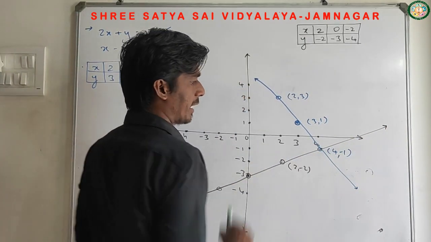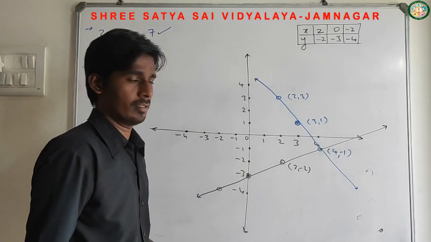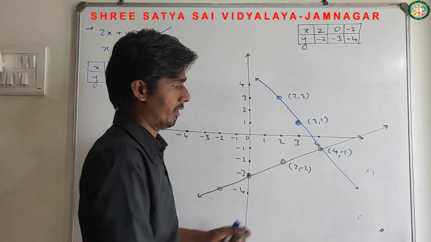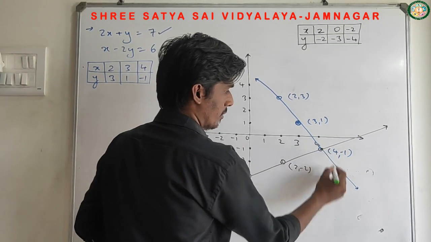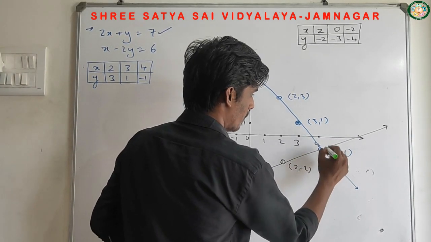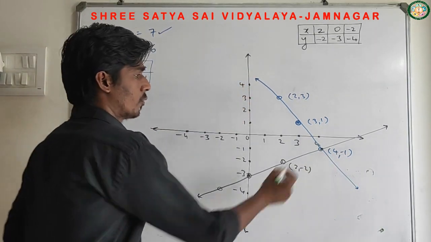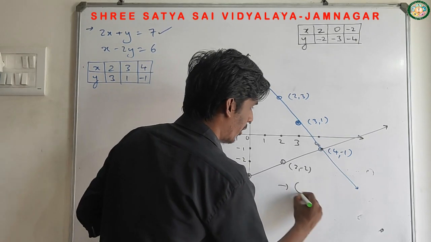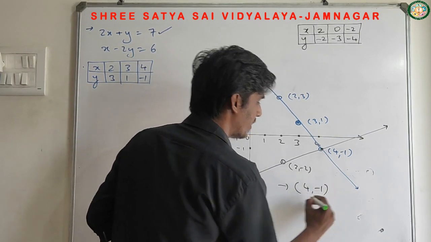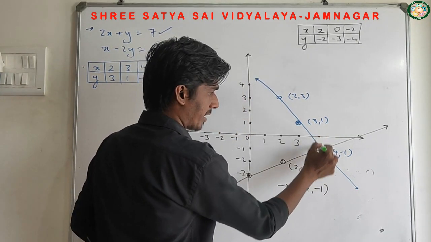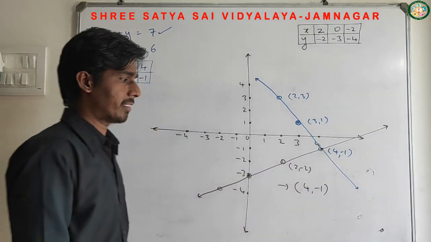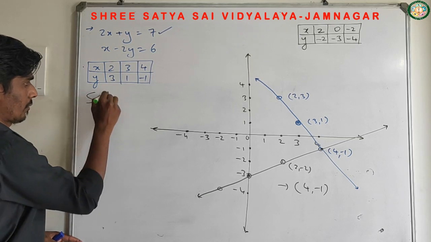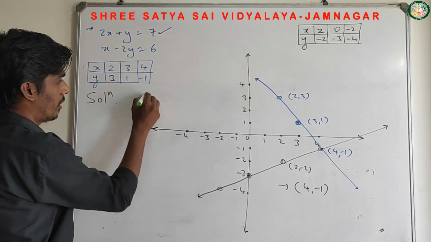Yes, they are intersecting at point 4 and minus 1. If you draw on a graph, you exactly get the same point. So I got here 4 minus 1. So what is the coordinate of the point of intersection? The point of intersection is 4 minus 1: 4 on the x-axis, minus 1 on the y-axis. What does it mean? It is the solution of the given equations.